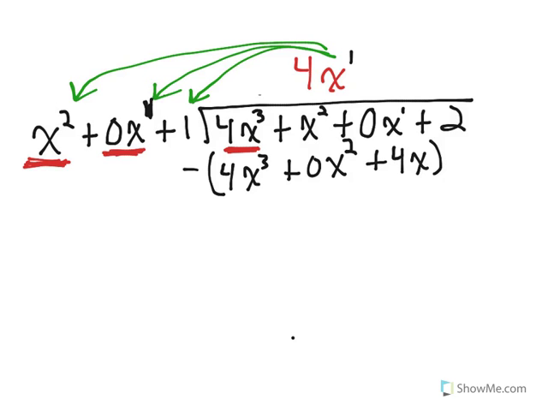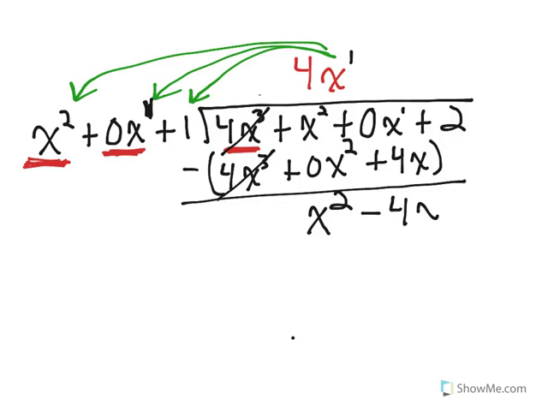Now we can do our subtraction. 4x to the third minus 4x to the third cancels out. x squared minus 0x squared is still just x squared. And 0x minus 4x is negative 4x. Bring down your next term, plus 2. Again, look at the first term on the outside, first term on the inside, do that division. X squared divided by x squared is plus 1.